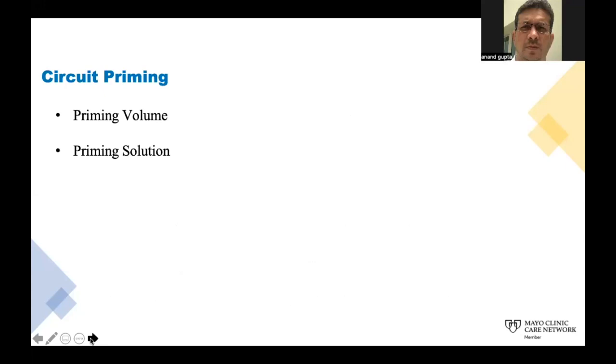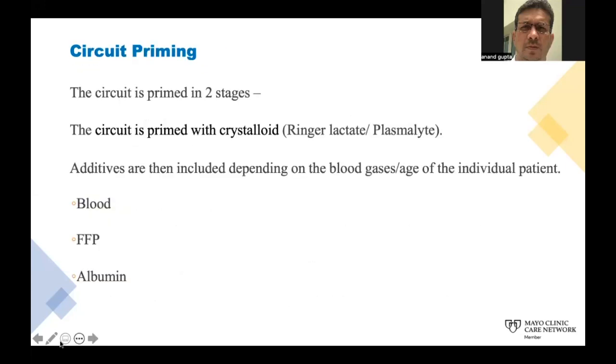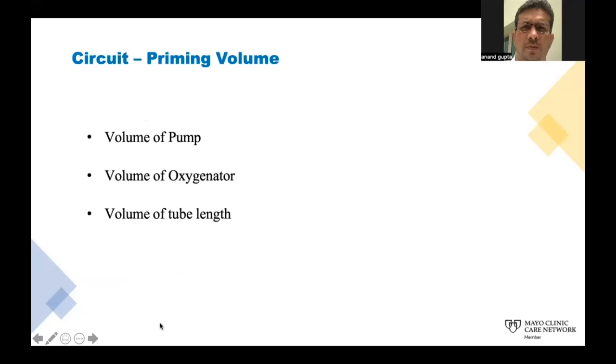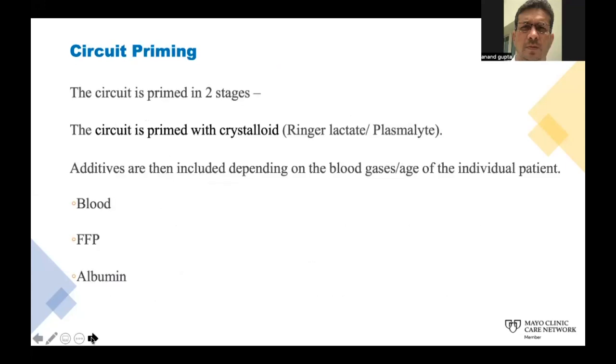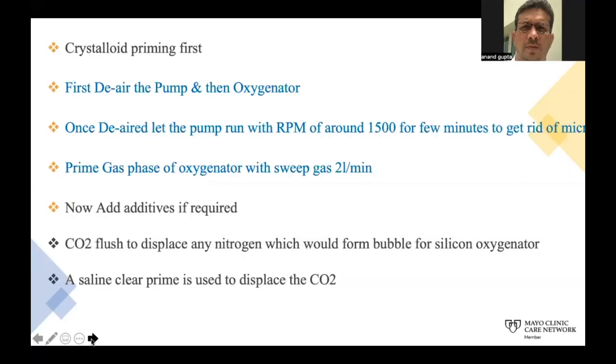Priming depends on the priming volume and the solutions. Volume depends on what is the volume of the pump, what is the volume of the oxygenator, and the volume of the tube length. Circuit priming. The circuit is primed in two stages. The circuit is primed with crystalloid, Ringer's lactate, and Plasma-Lyte. Additives are then included depending on the blood gases and the age of the individual patient. Blood products and albumin may be required, depending on these.